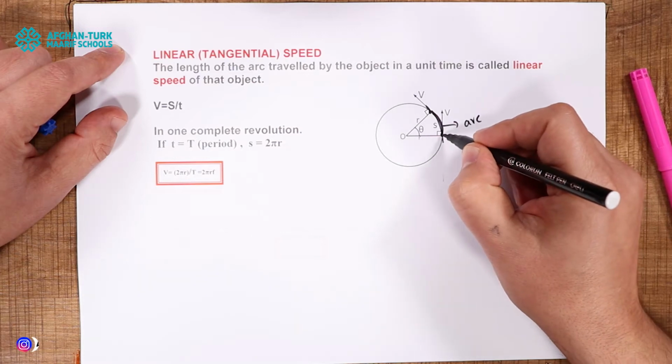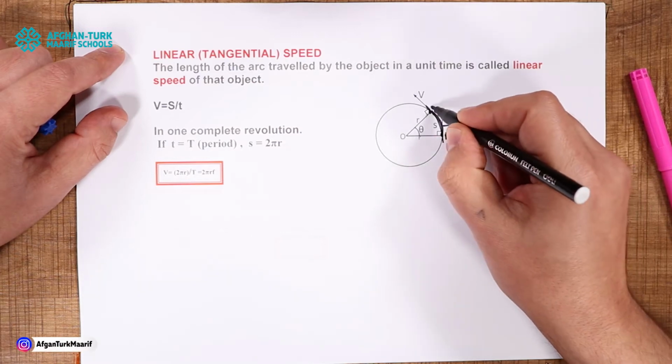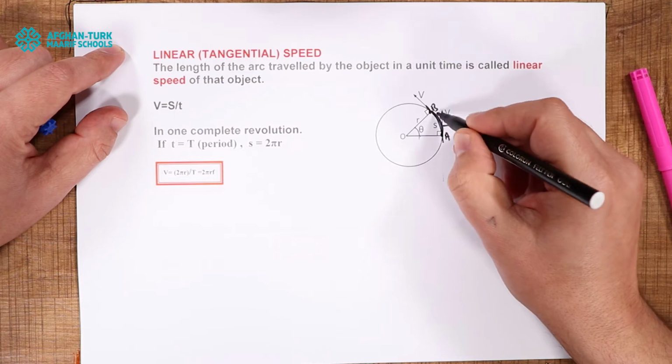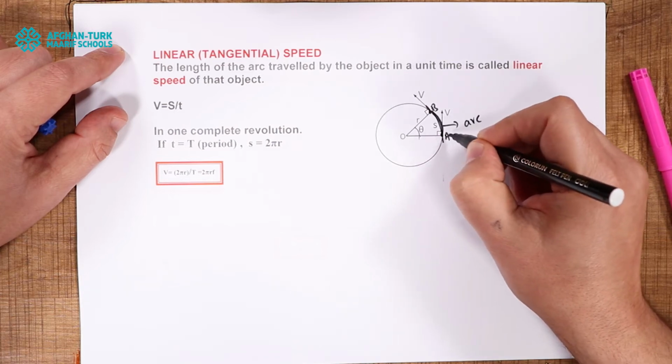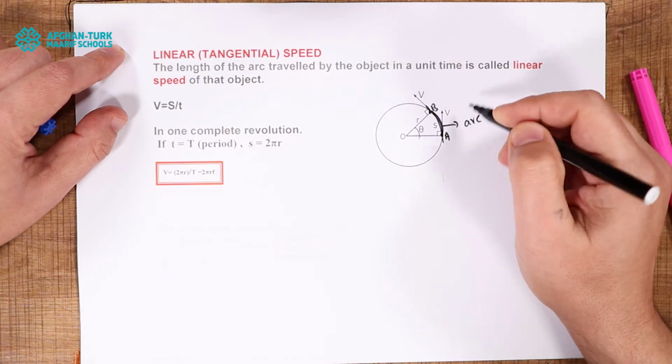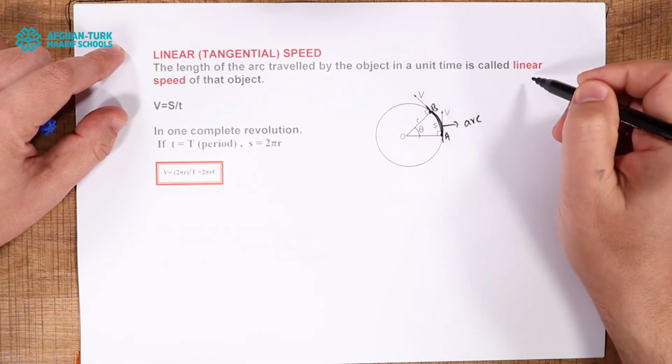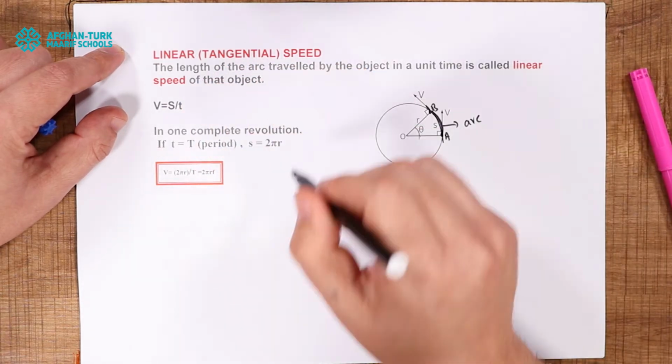So now if the object reaches from point A to point B, how much time is needed to cover this path, or the length of the arc? So this is called linear or tangential speed.